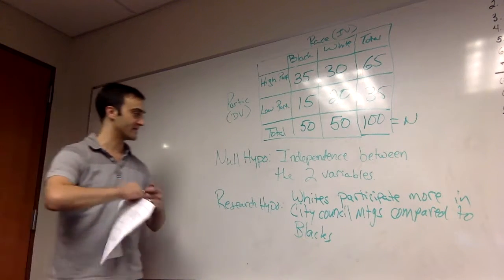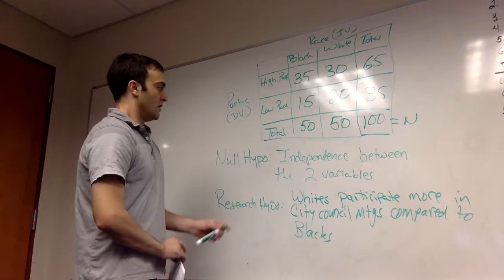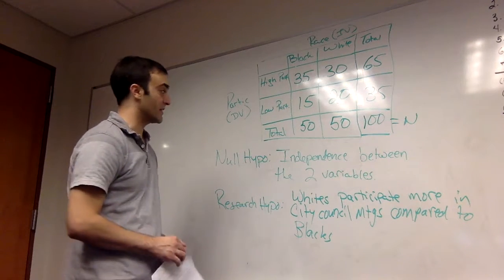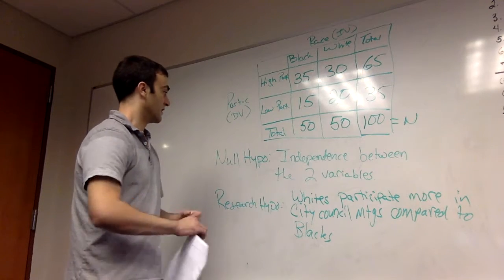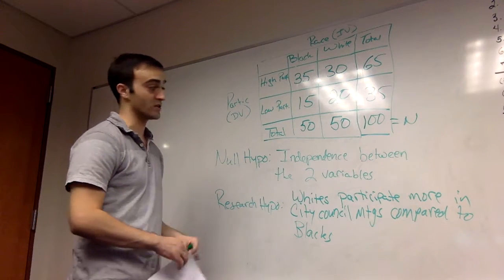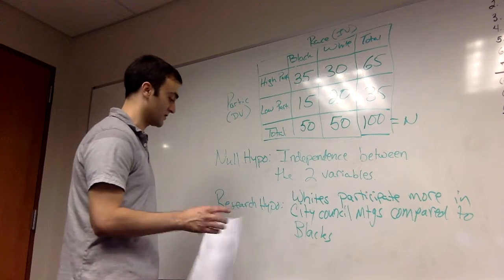So the research hypothesis says that the two variables are dependent. The dependent variable participation depends on the independent variable race. A null hypothesis of no effect says that they're totally independent of each other. They don't affect each other.